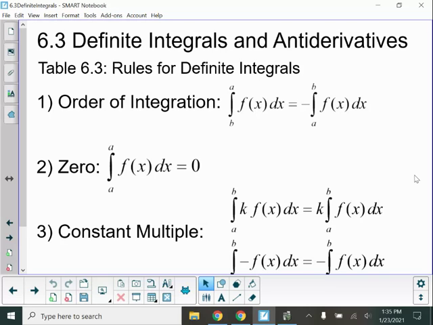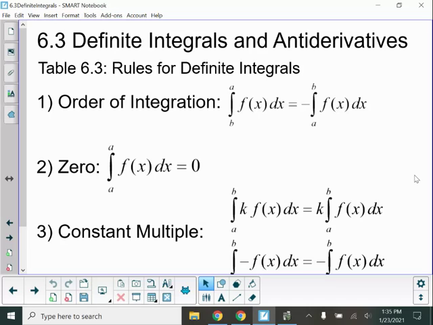So these are different ways that integrals can work together, that we can change them. Some are just things that you need to know to make your life a little bit easier. And so I'm going to run through these. There are 7 total. So I have 3 on this page and 4 on the next page. First one is order of integration.